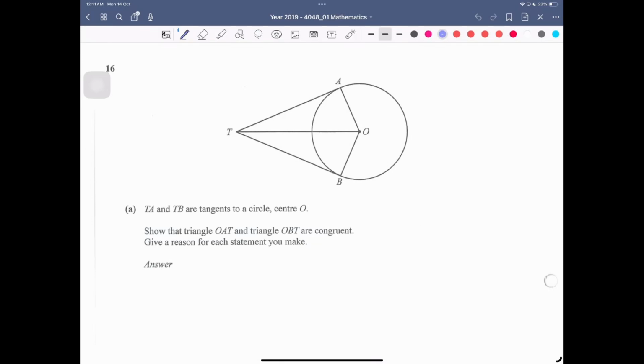Question 16. TA and TB are tangents to a circle, center O. Show that triangle OAT and triangle OBT are congruent. Give a reason for each statement you make.